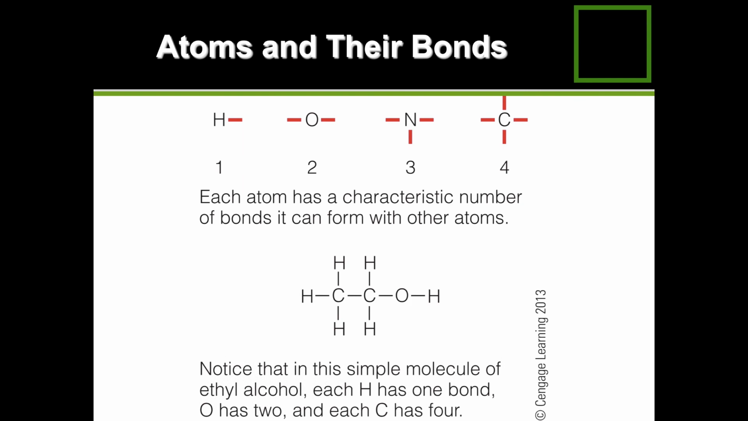All right, so atoms and their bonds. This is one thing that you're going to have to know in order to understand how your body breaks down your macronutrients. So each atom has to have a characteristic number of bonds. So for example, hydrogen requires 1, oxygen requires 2, nitrogen requires 3, and carbon requires 4 to be happy.